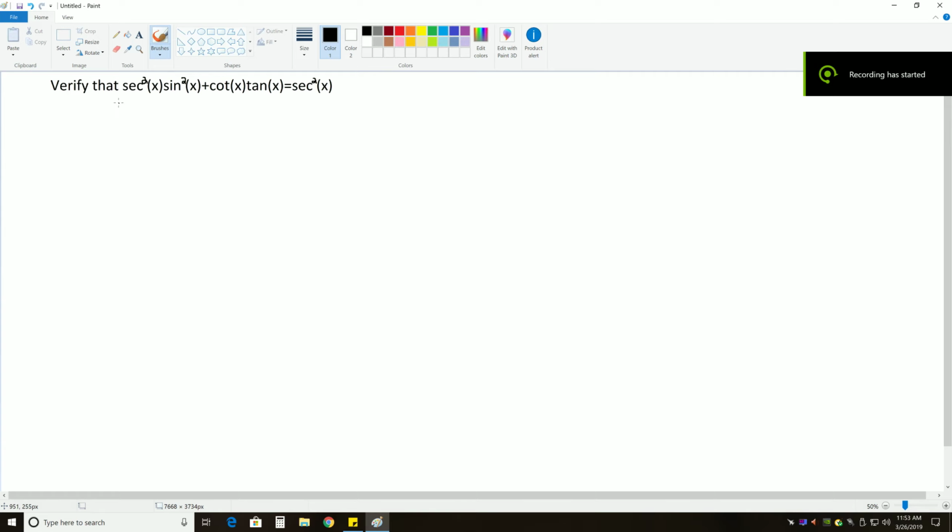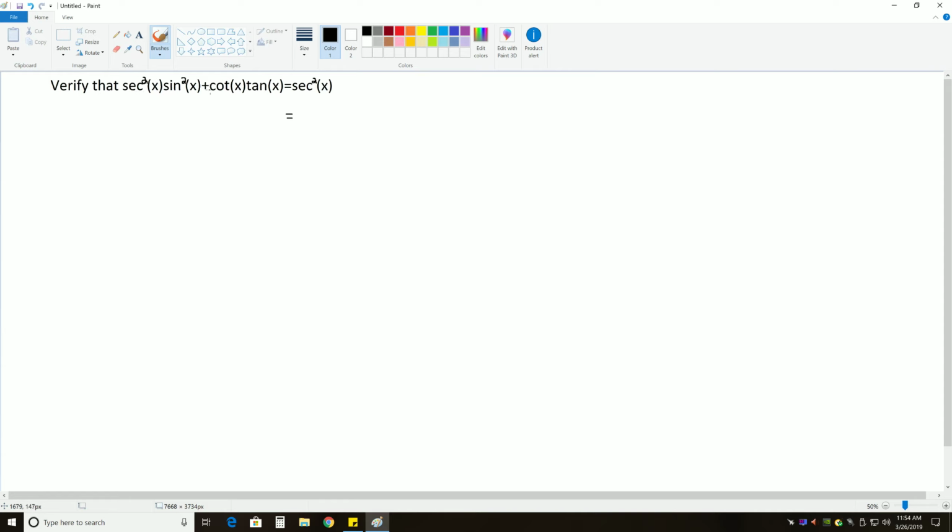In this problem, we're going to verify the identity that secant squared x times sine squared x plus cotangent x times tangent x is equal to secant squared x. So the first thing that we should consider doing here is working with the left side. Remember, you always want to choose the more complicated side, which is clearly the left one.